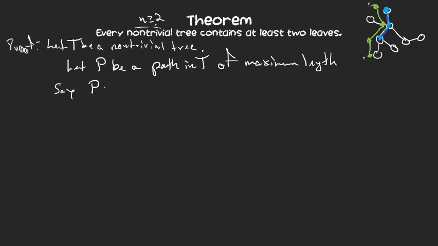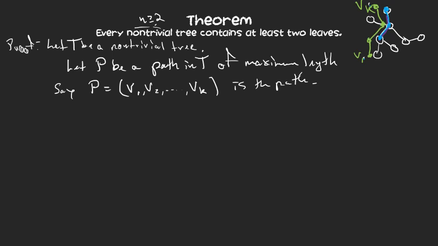Say P equals, remember a path is a sequence of vertices, so I'll write it like this. Let's say V1, V2, ..., Vk is the path. So those are the vertices of my path, and I'd like to claim that V1, so this would be V1, and over here would be Vk. And so here k minus 1 would be the length of the path. Remember, the length of a path is the number of edges. And I'd like to show that V1 and Vk are end vertices, right?